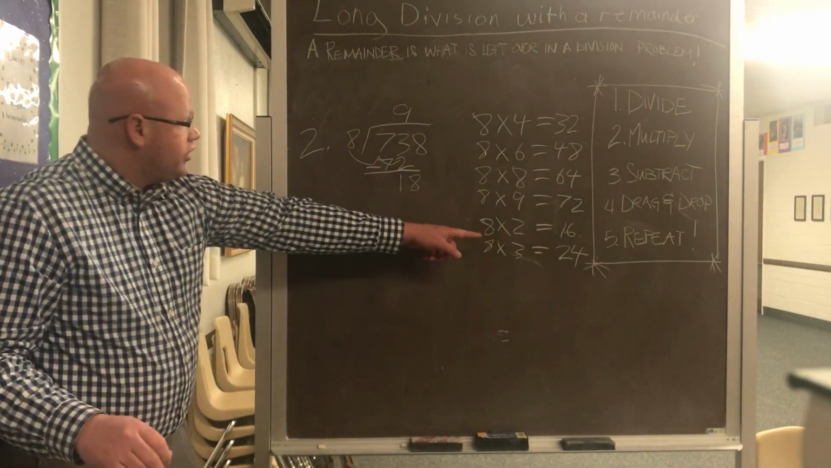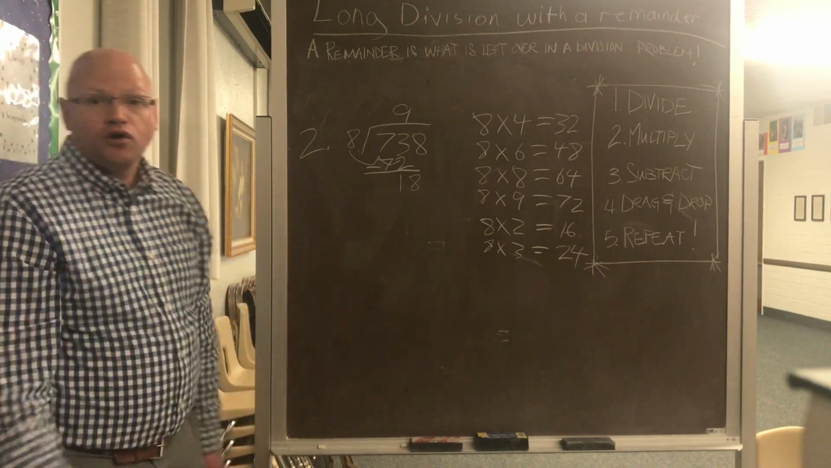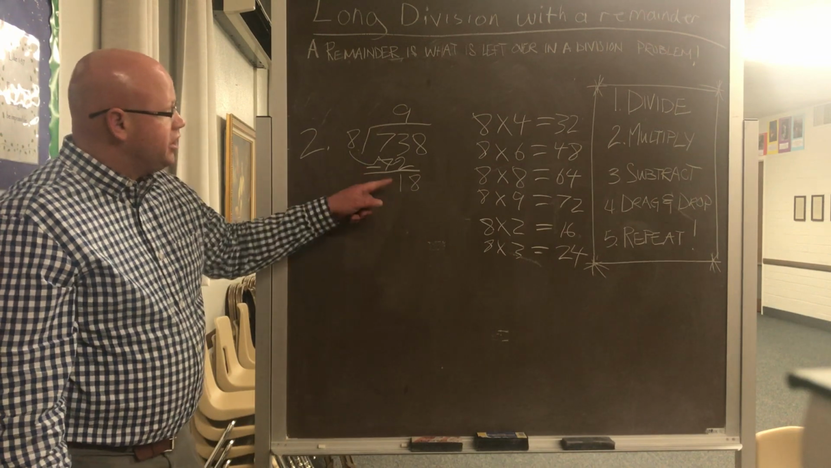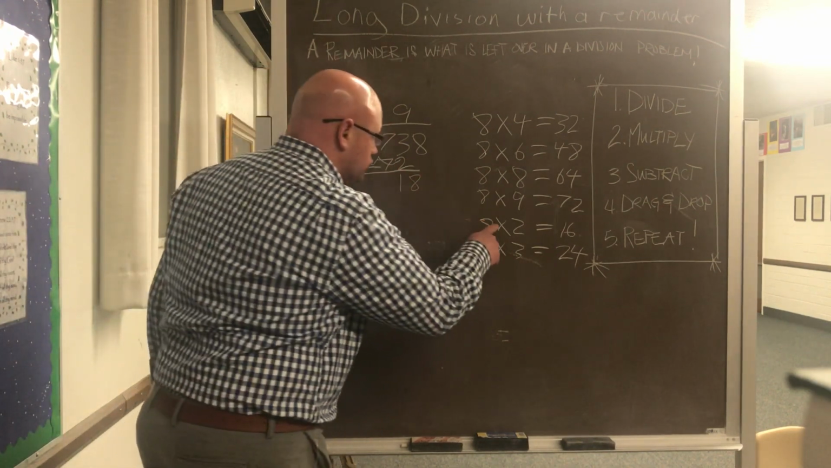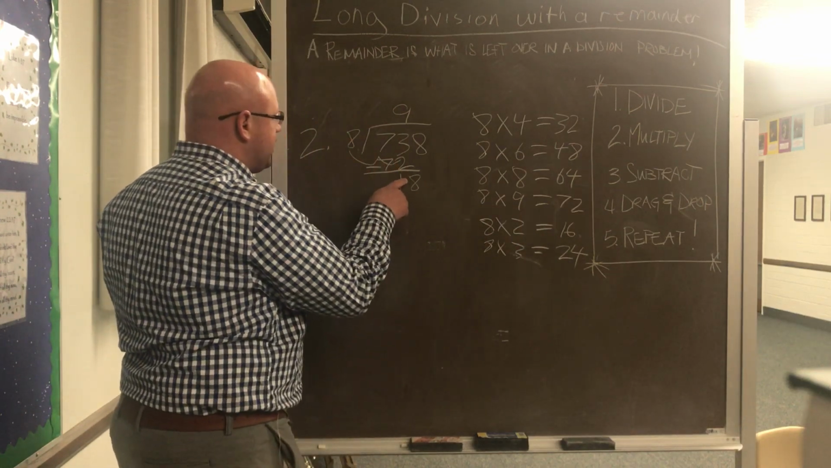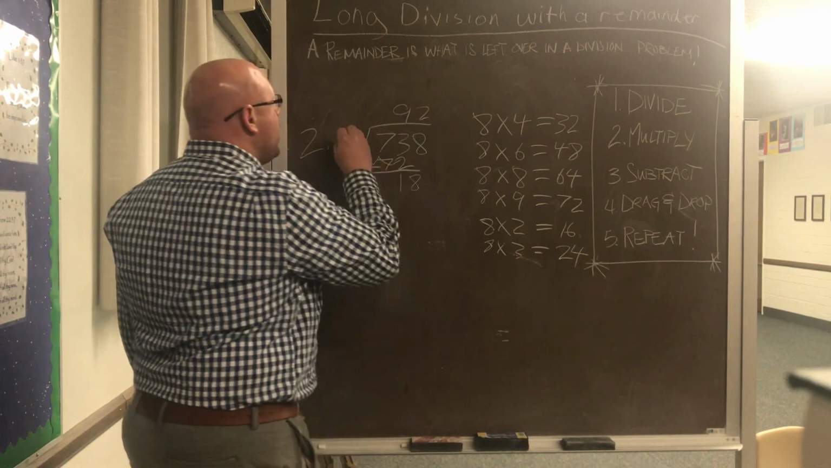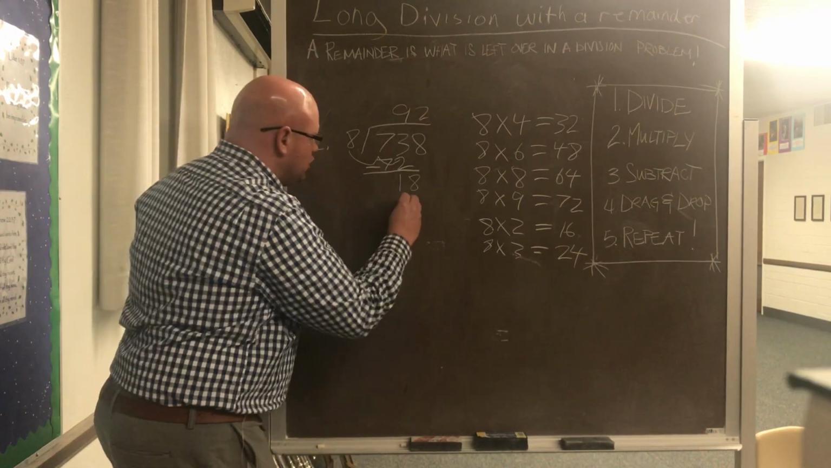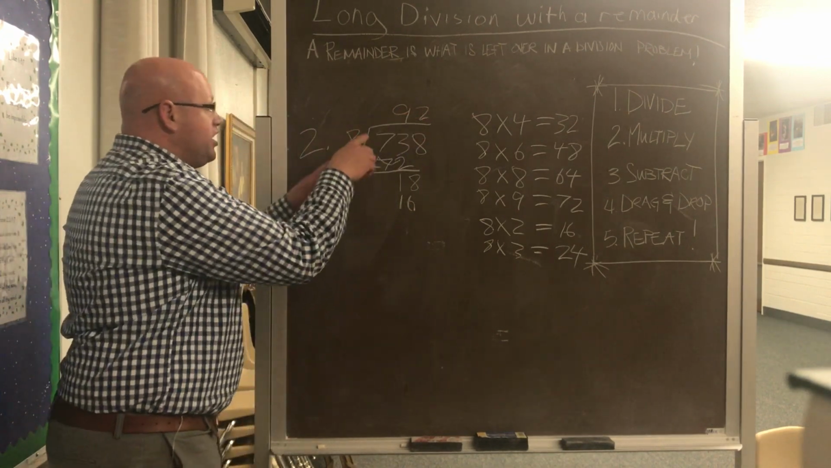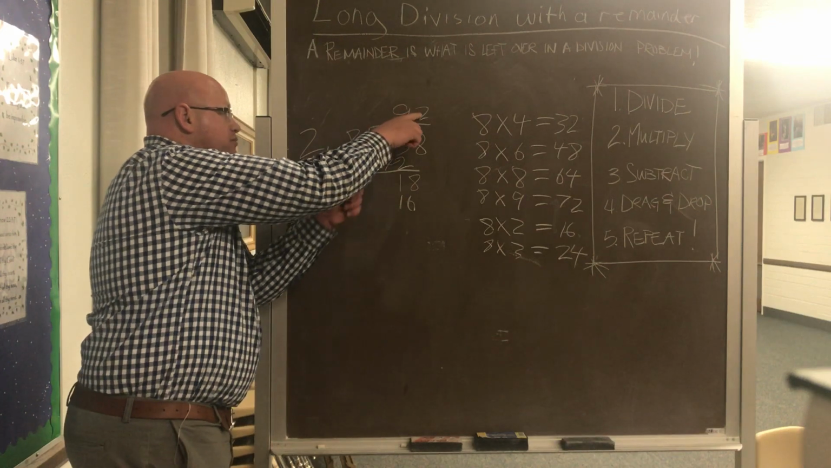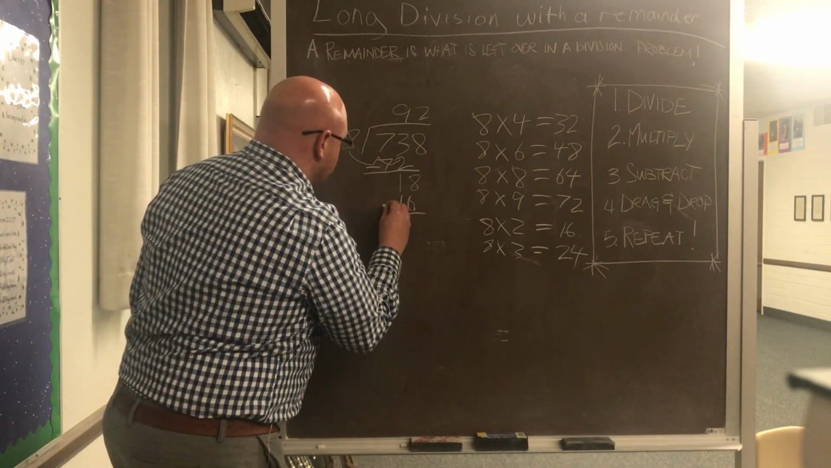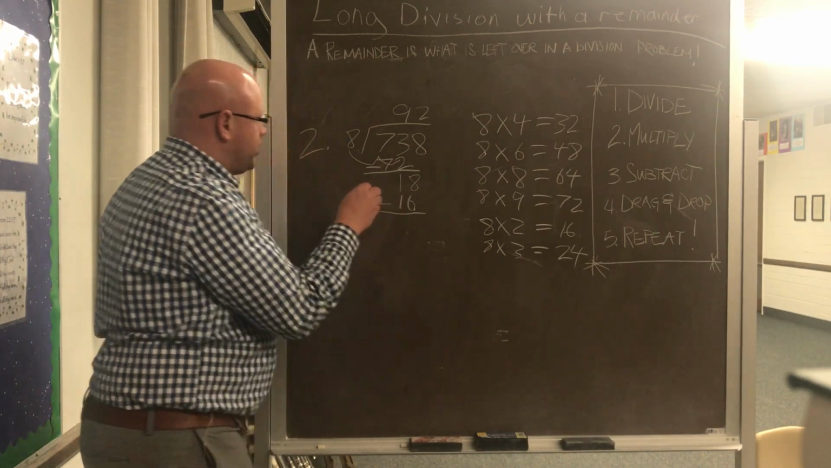So can 24 go into 18, class? No, it can't, because 24 is bigger than 18. So we're going to need to use 16. 8 times 2 equals 16. So 8 divided into 18 is 2. 8 times 2 equals 16. So we put that 2 above the 8, and then we multiply, and we put the 16 underneath the 18, and then the third step is to subtract.